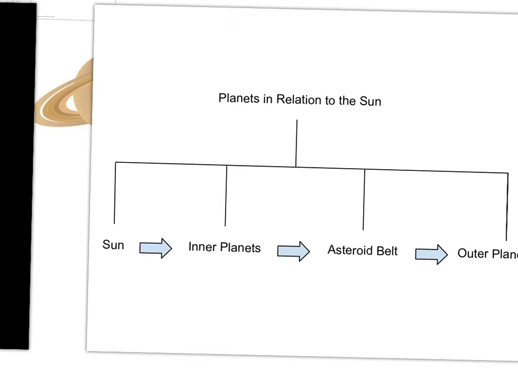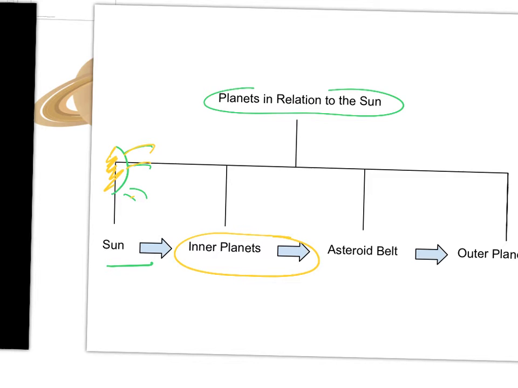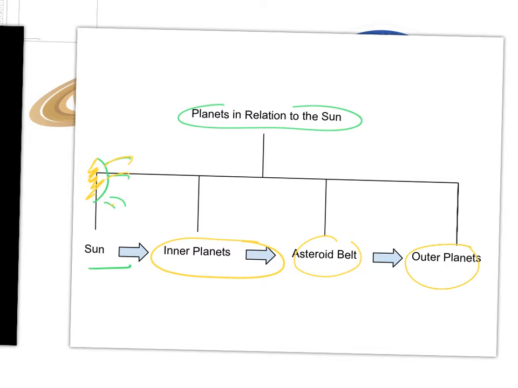So, again, planets in relationship to the sun. We have our sun here, okay? Our sun. I should have made it yellow. Sun. And our inner planets, okay? And then the asteroid belt, and then the outer planets. These are larger. These are smaller. These are rockier.